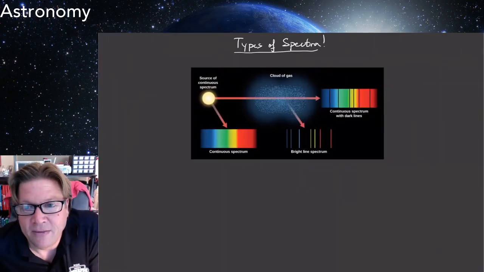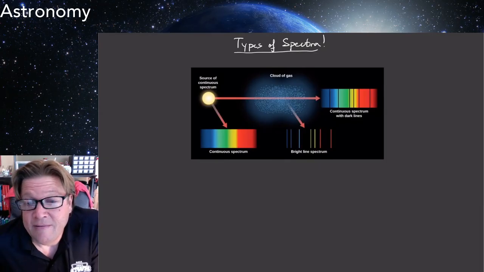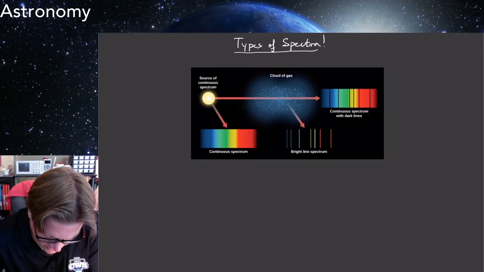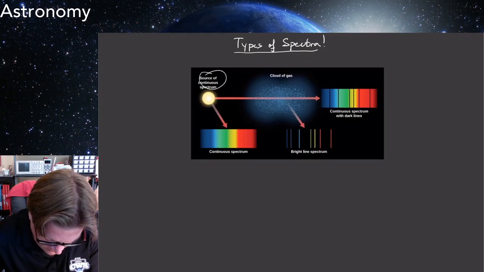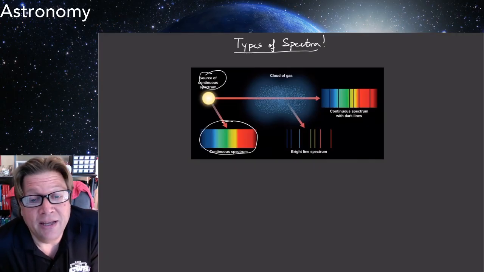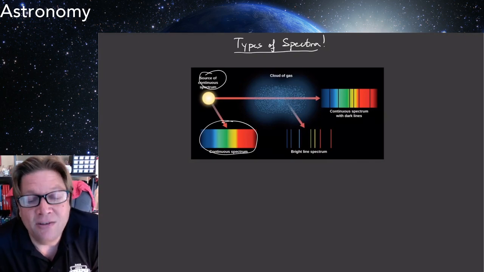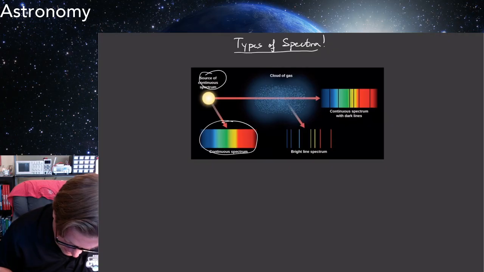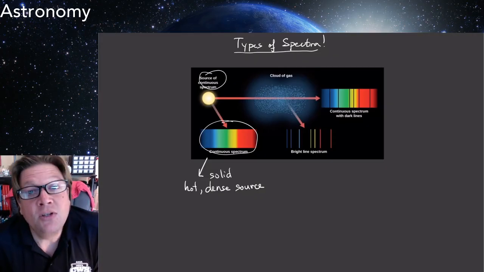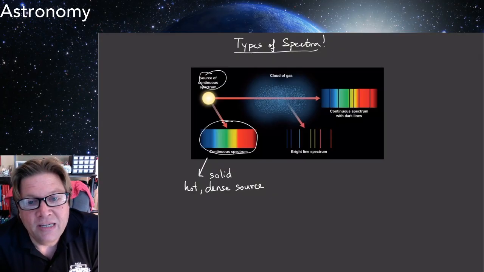Types of spectra. All right. We already sort of know this. I think I put up a picture of the continuous spectrum here. And that's when I smeared the light with that diffraction grating. I smeared the light from an incandescent bulb. This is from a hot, dense source. Usually it's from a solid or a really dense gas or liquid. You get this continuous spectrum.